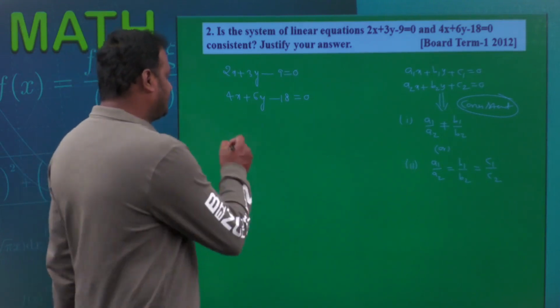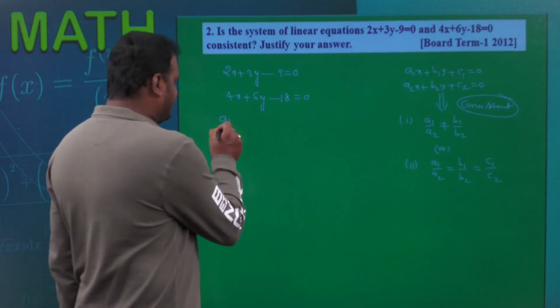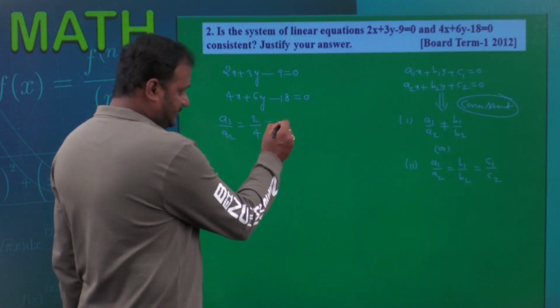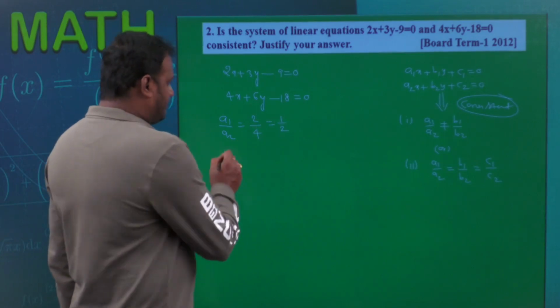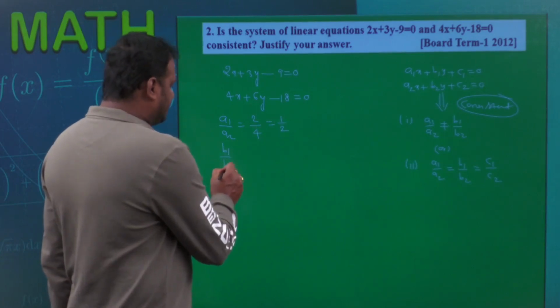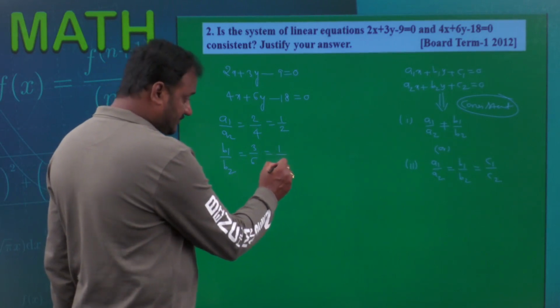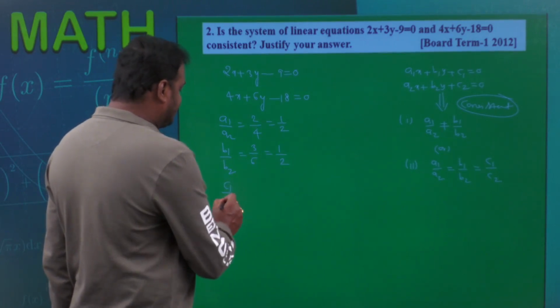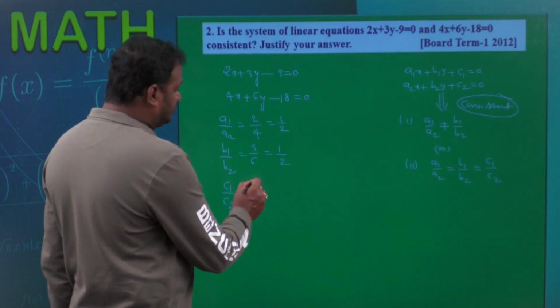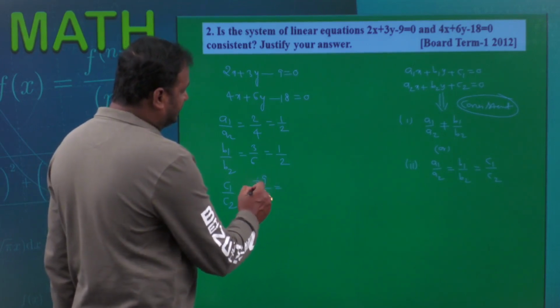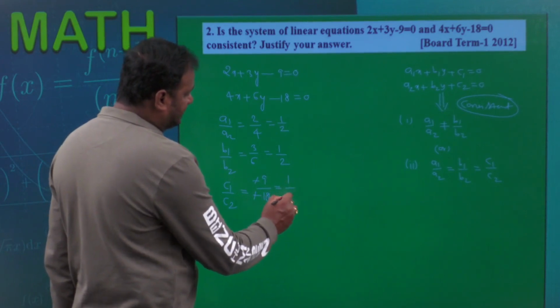Let us see. We will check by the condition. a1 by a2 is equal to 2 divided by 4, which is equal to 1 by 2. b1 by b2 is equal to 3 divided by 6, which is also equal to 1 by 2, and then find c1 by c2, which is equal to minus 9 by minus 18, which is equal to, minus minus cancel, 9 ones are 9, 9 twos are 18.